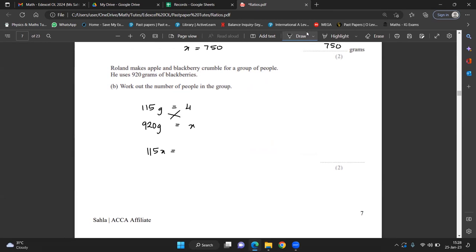Final answer? 3,680. Divide both sides by 115. Answer has to be? How many of you got this? Okay. Go to question number 19.